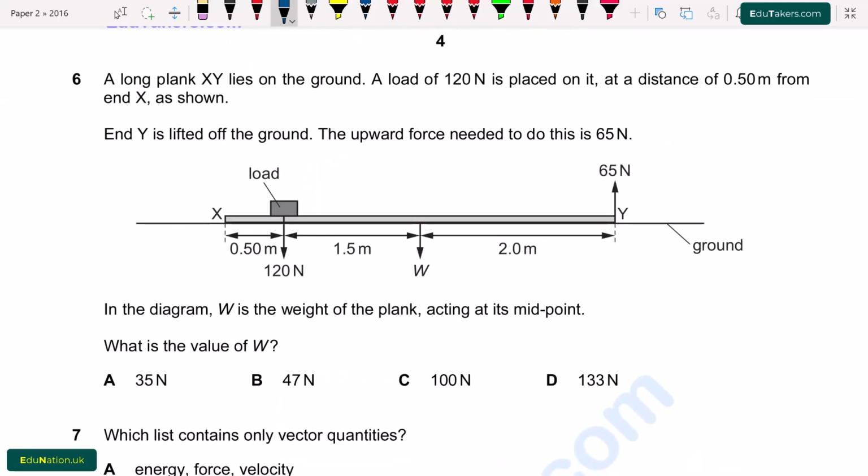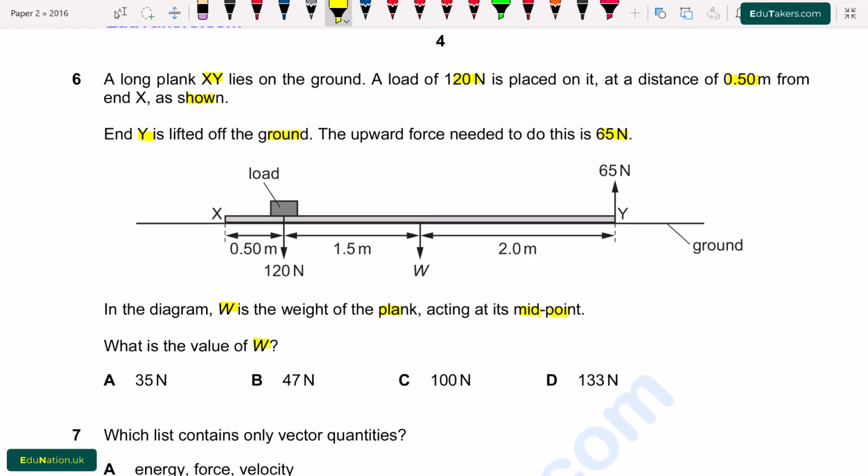Question number 6. A long plank XY lies on a ground. A load of 120 Newton is placed on it at a distance of 0.50 meter from the end X as shown. End Y is lifted off the ground. The upward force needed to do this is 65 Newton. In the diagram, W is the weight of the plank acting at its midpoint. What is the value of weight?